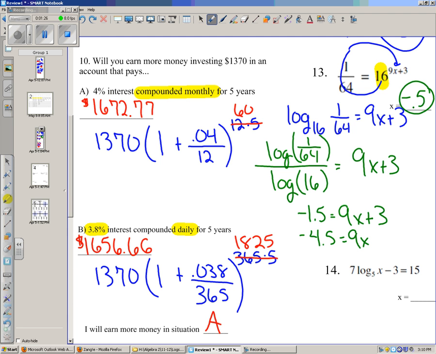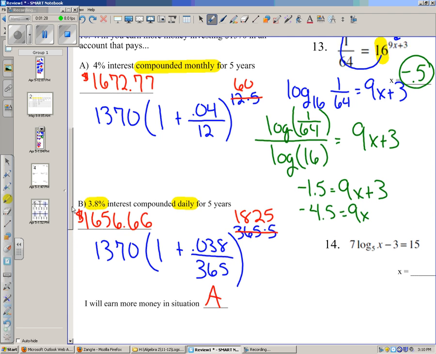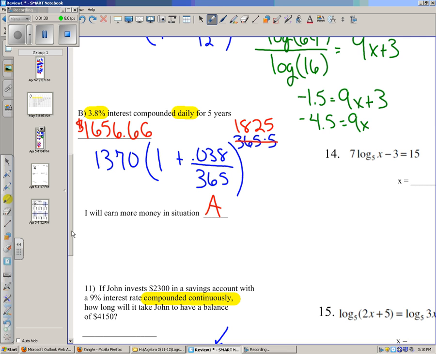All right, 14. 14 has a constant, whether you look at the 3 as a constant or the 15. But before I can loop it, it's got to be just the log. So I will have to move the 7 and the 3. The first thing I'm going to do is move the 3 by adding it, which gives me 18. And then to move the 7, I'm going to divide it, which I'm just going to leave as the fraction. I'm not going to turn it into a decimal. And now I'm ready to loop.